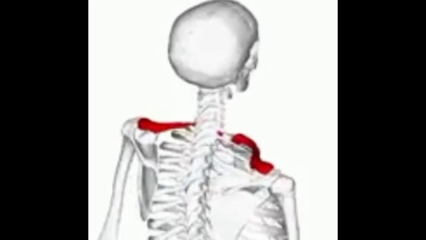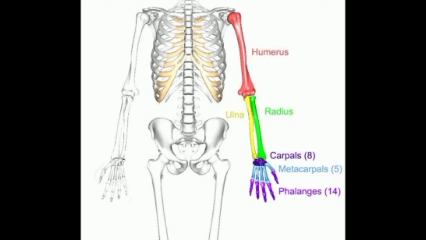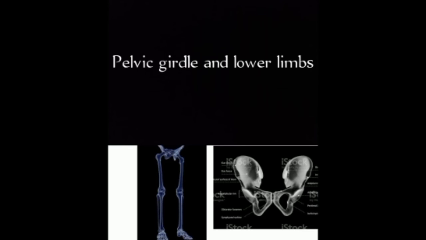Now the upper limbs include number 1 the humerus, number 2 ulna, number 3 the radius, number 4 carpals, which are 2 rows of 8 short bones and form the wrist. Number 5 metacarpals. Metacarpals are 5 and make the palm. And number 6 phalanges, which are 14 in number. Each finger has 3, but the thumb has 2 phalanges.